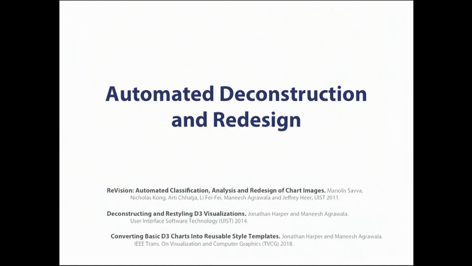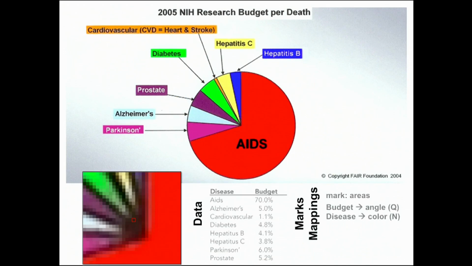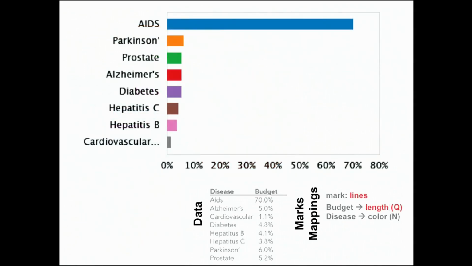Now, we've been developing a set of techniques to try and recover the structure, the data, the marks, and the mappings from a pixel-based representation, an image of a chart. And so we'd like to take an input like this pie chart that's pixels, and recover this structure, the data, marks, and mappings. And the reason we want to do this is because it facilitates redesign. So I can start with a set of marks and mappings, areas for the mark, and mappings, budget goes to angle, and change the mark to lines and the budget going to the length of the line, and I turn it into a bar chart, okay?